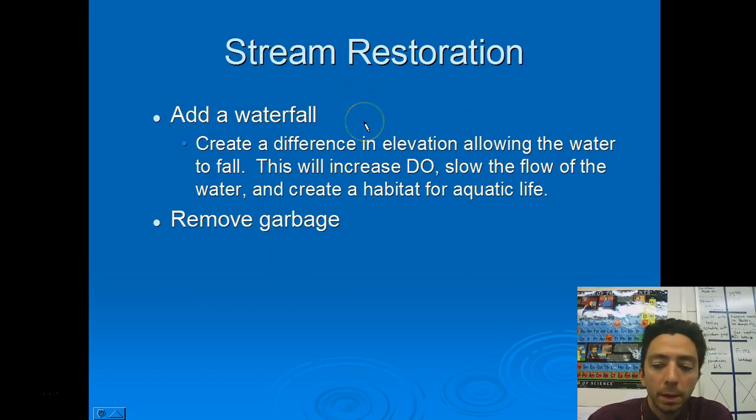Adding a waterfall. If we build an artificial waterfall, this is going to give a huge boost to the dissolved oxygen. All that white water you see in the waterfall is exposed to air, and so it'll dissolve oxygen and allow aquatic life to build up. Waterfalls are also going to naturally trap a lot of garbage or floating debris in the streams and prevent it from moving on downstream.